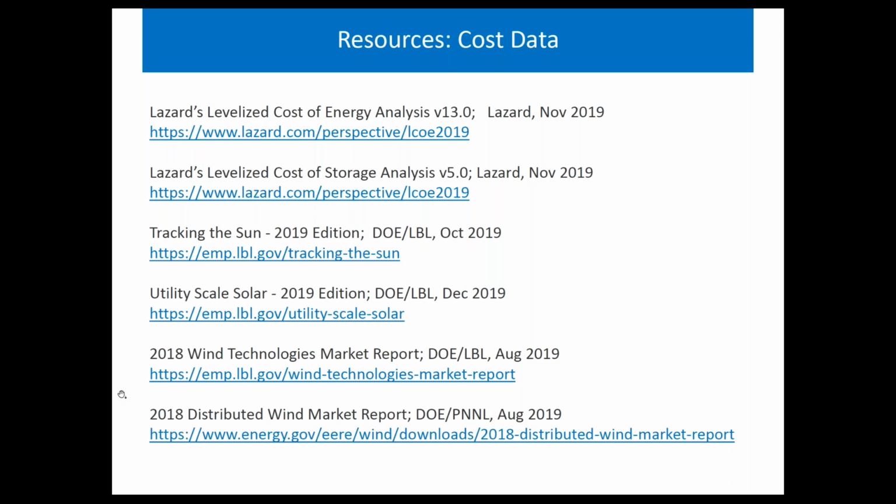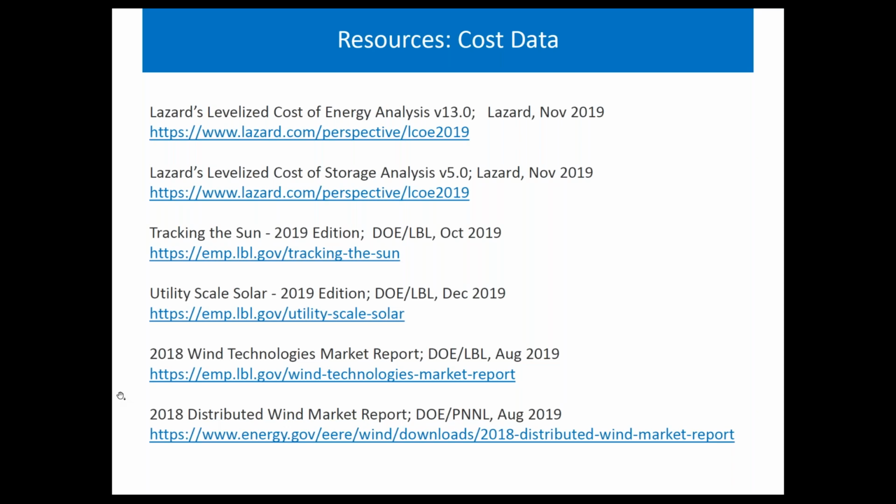The bottom four are all DOE funded and put up by various national labs. Tracking the Sun covers basically distributed PV up to 5 megawatts and utility scale solar, and then there are comparable publications for utility scale wind and distributed wind. So you can go in there and see the costs.